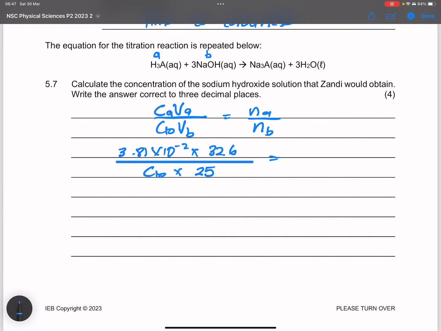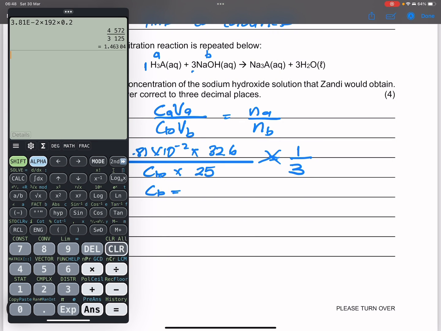And now, please, I want you to note, ladies and gents, the ratio here is 1:3. So this is going to be 1/3 over there, right? And all we do are some gymnastics. So the concentration of our base, let's calculate that quickly. I am simply going to multiply those. So that's 3.81 exponent negative 2 multiplied by 32.6 multiplied by 3. So we get that answer there, and I'm going to divide all of that by 25.